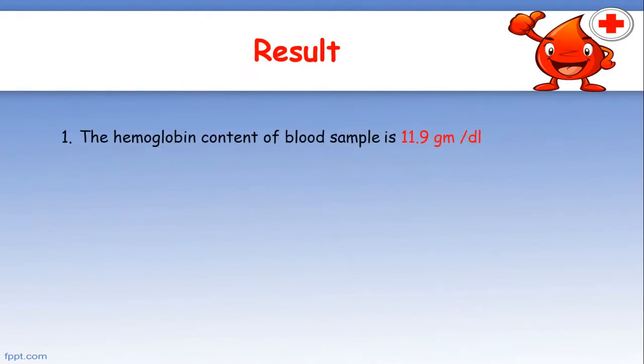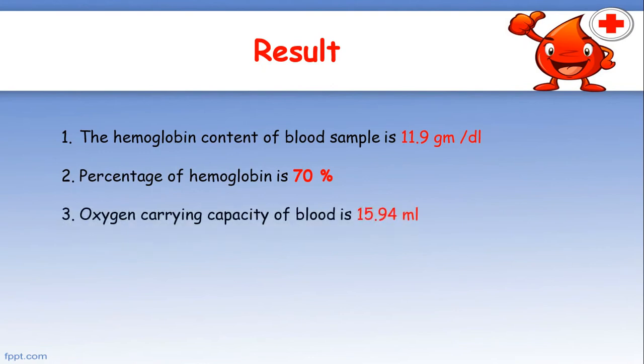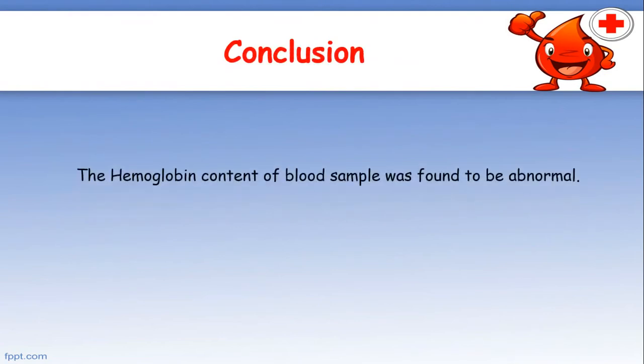Result: first, the hemoglobin content of the blood sample is 11.99 gram per deciliter. Second, the percentage of hemoglobin is 70%. And the third is the oxygen carrying capacity of blood, which is 15.94 ml. Next is the conclusion. The hemoglobin content of the blood sample was found to be abnormal.